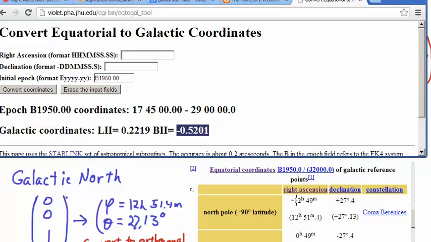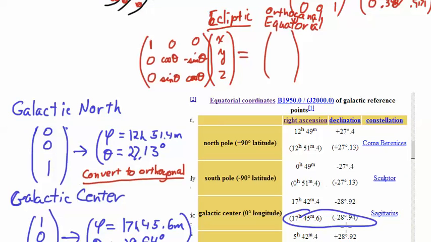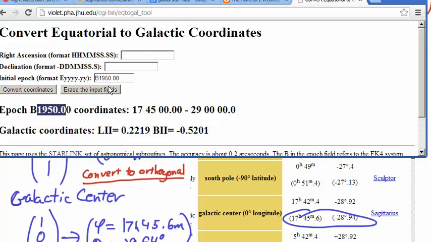Now let's try what Wikipedia has for the North Pole. Oh, by the way, I used the 2000 coordinates down here. This thing is using the 1950 coordinates, so let's go ahead and use the 1950 coordinates before I go on. 17 hours, 42 minutes, and negative 28.94, so negative 29, 0, 0, 0, 0. That's not a very convenient input format at all, but 17 42 00. And I will convert the coordinates here. Might come out a little bit closer to 0, 0. 359.8, which is close to 0, and 0.03. That's in degrees. That's very, very close to 0.